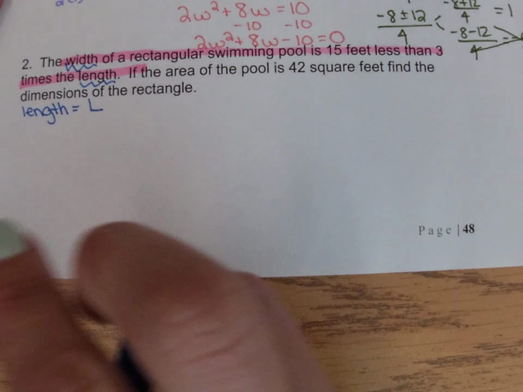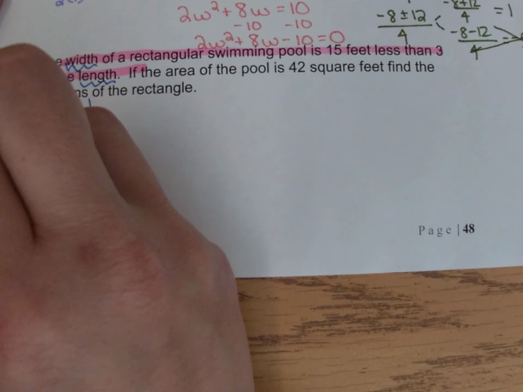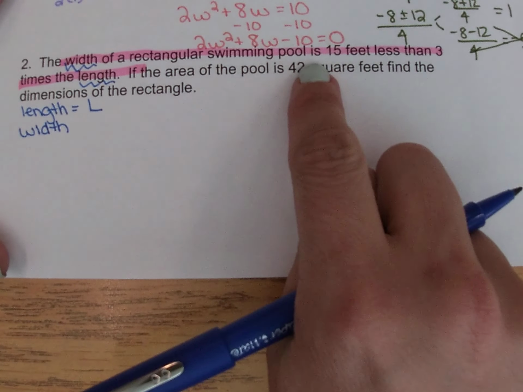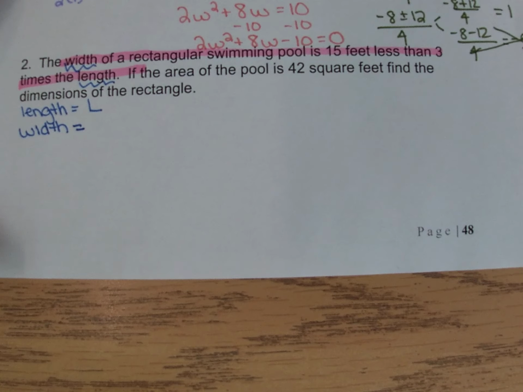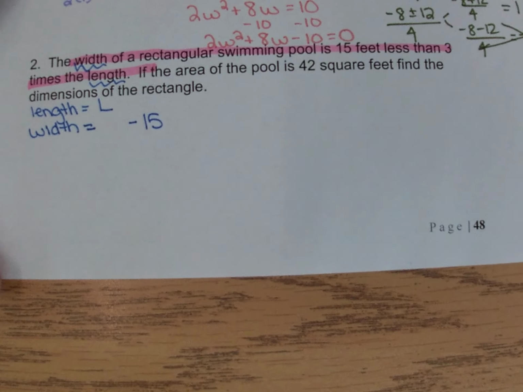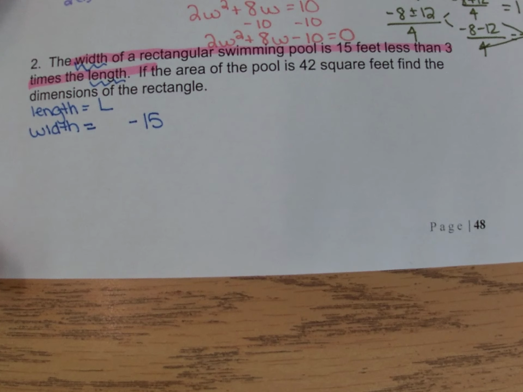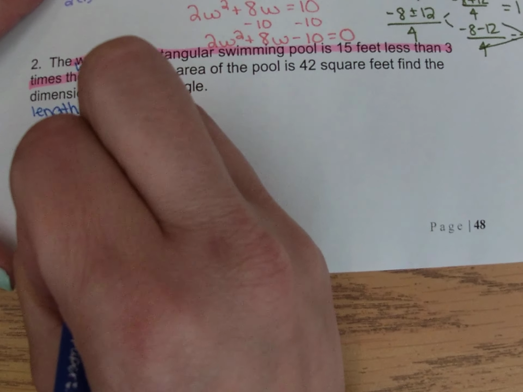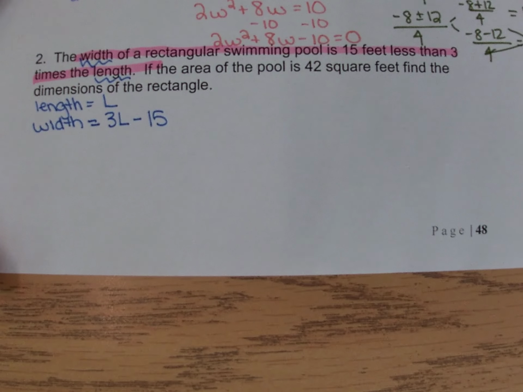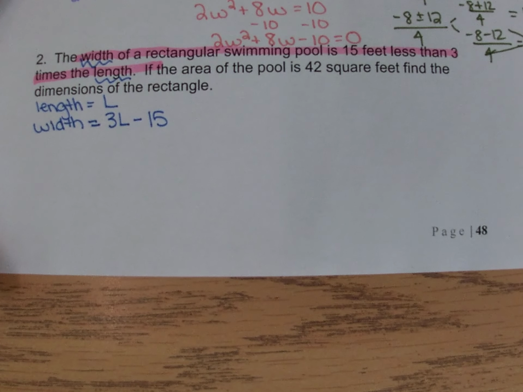And then I'm just going to translate this phrase. The width of a rectangular swimming pool means equals 15 less than. Remember, less than tells us to subtract and change the order. So I need to put that minus 15 second. 3 times the length. Right, so I now can plug this into an area story problem.